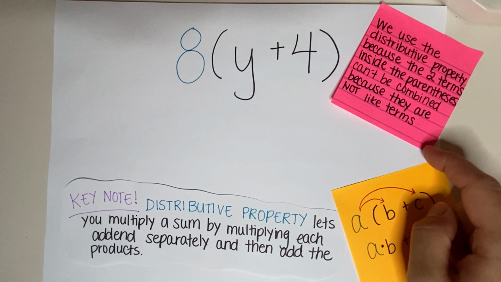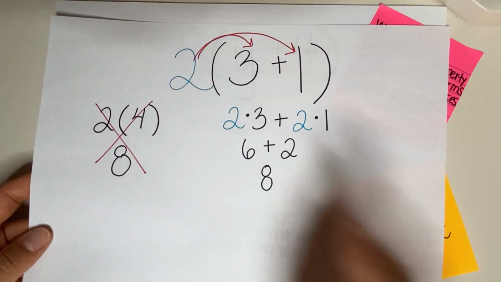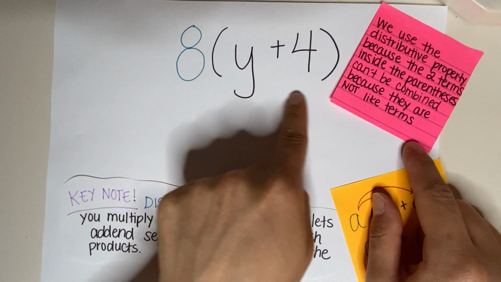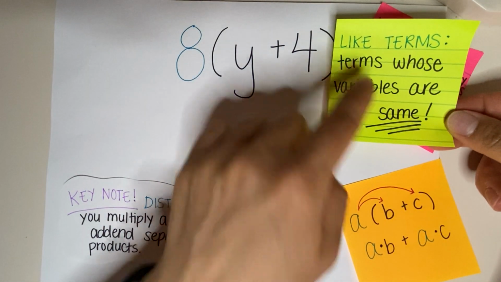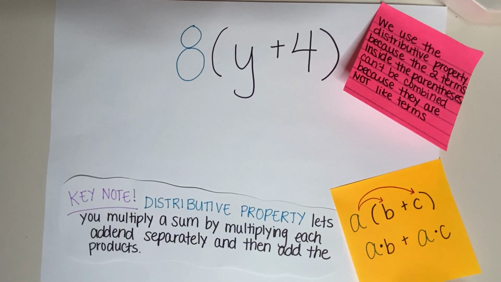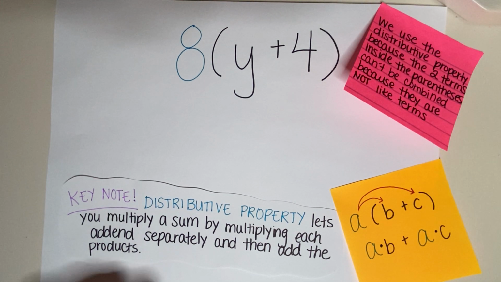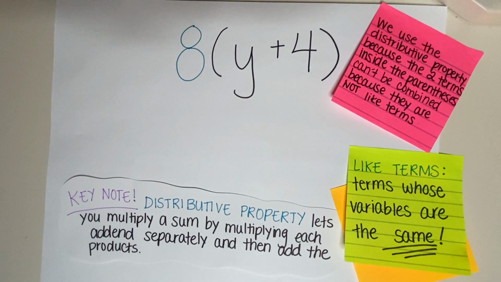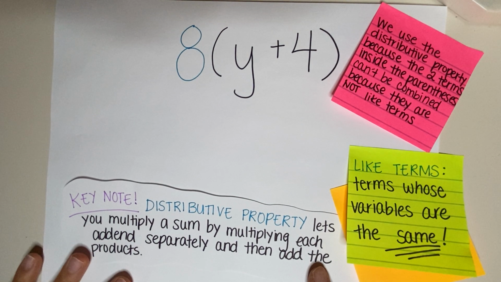So going back to that other example where we were able to add the 3 plus 1 and get 4, we can't do that here because they are not like terms. And what do I mean by like terms? Like terms are terms whose variables are the same. So here we have a y and we have a 4. They're different, so we can't combine them. So they are not like terms. I'll leave that here so that you have this definition of like terms. Okay? So because these are not like terms, we have to use the distributive property.